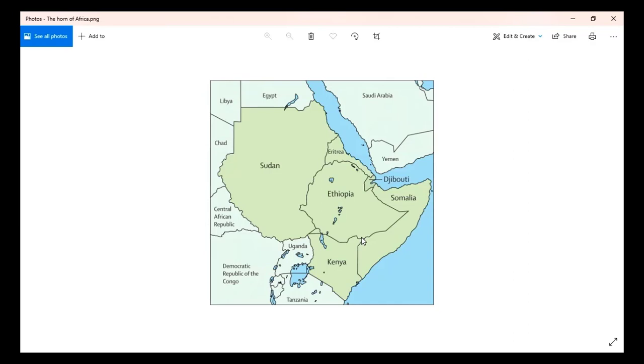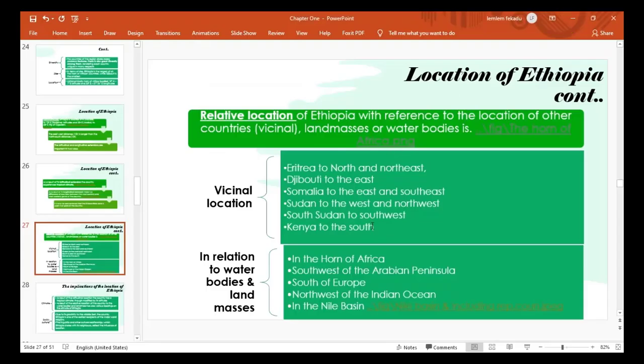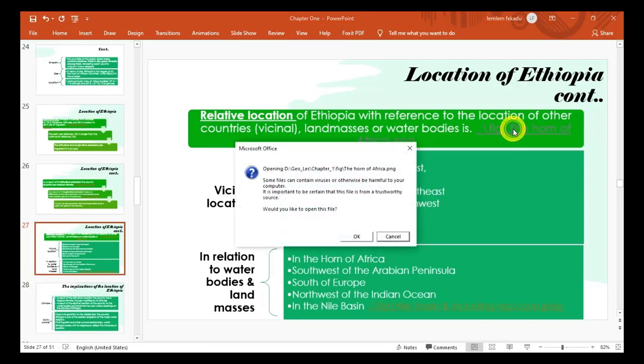So Ethiopia is bordered by Eritrea to the north, Djibouti and Somalia to the east, Sudan and South Sudan to the west, and Kenya to the south. So in relation to the water bodies and land masses, Ethiopia is found in the Horn of Africa, southwest of Arabian Peninsula, south of Europe, and northwest of the Indian Ocean.